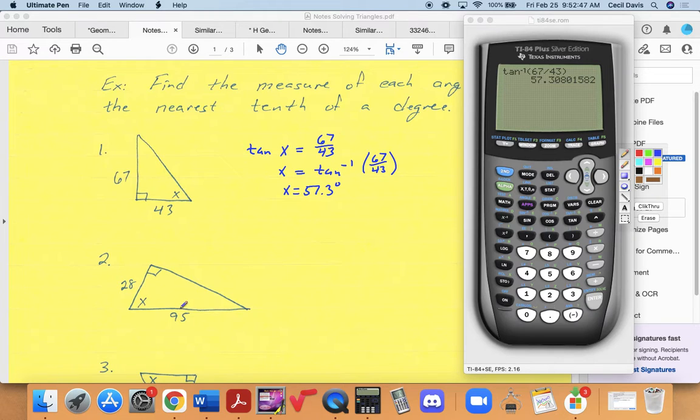From x, which side is 95? Hypotenuse, and 28 is? Adjacent. So which ratio are we going to use? Cosine. Cosine of x is equal to the adjacent, which is 28, over the hypotenuse, which is 95.